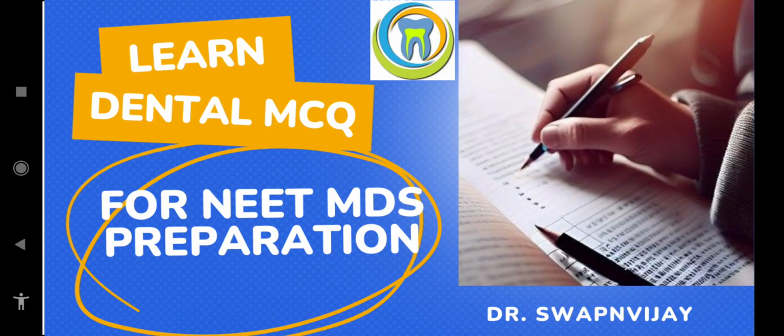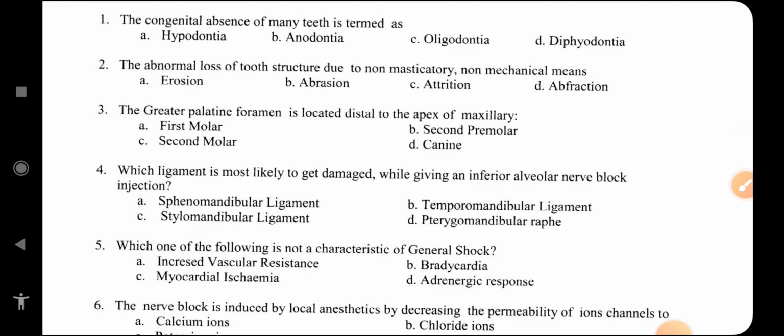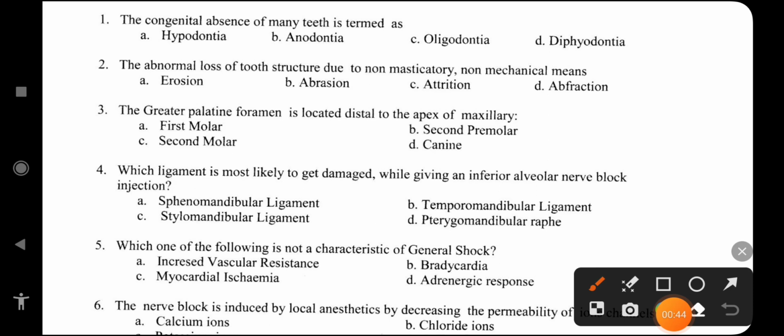The congenital absence of many teeth is termed as? Options are hypodontia, anodontia, oligodontia, or diphodontia. And the correct answer is oligodontia. Okay. The abnormal loss of tooth structure due to non-masticatory, non-mechanical means. Options are erosion, abrasion, attrition, or abfraction. And the correct answer is erosion.